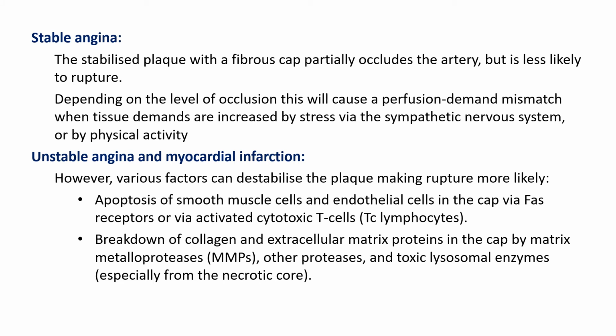However, if we've got too many of them, they can't be counteracted and they go a bit mad and start breaking down things that they shouldn't be breaking down. So all this collagen our fibroblasts are laying down starts to get broken down by proteases and other enzymes. And much of this is going to come from that necrotic core in the middle.